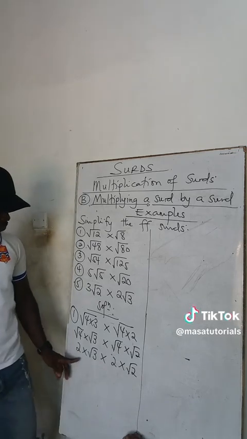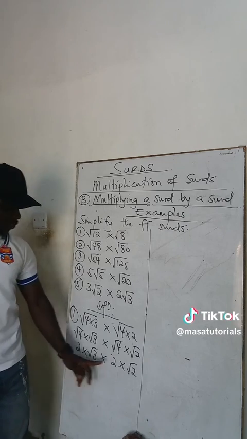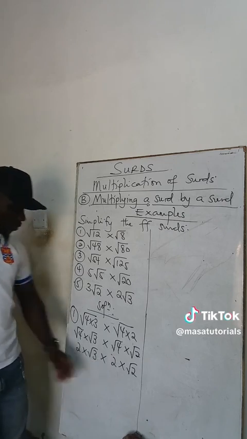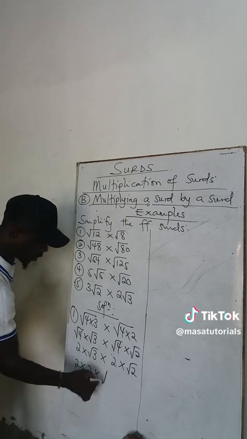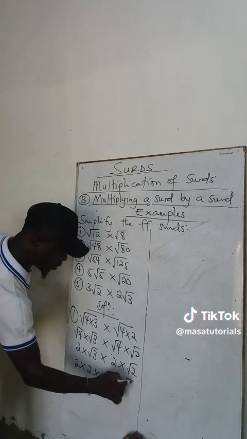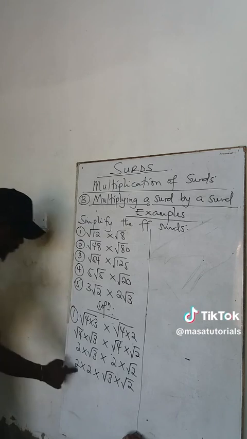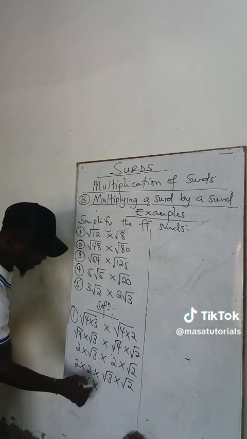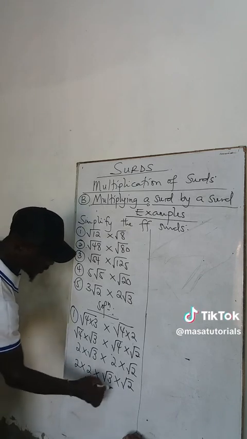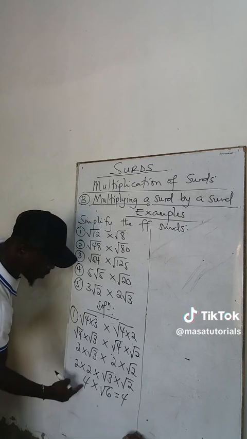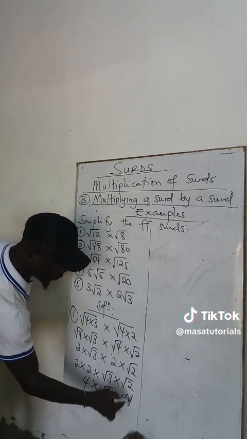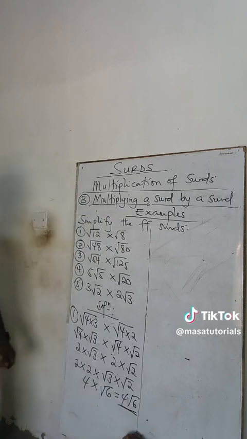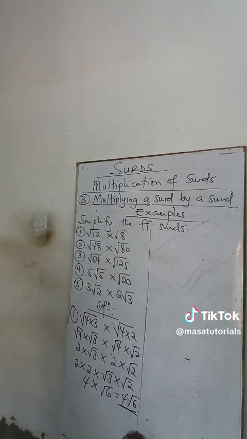Now, these 2 will multiply these 2 because they are not in the square root. So 2 times 2. Square root of 3 will multiply square root of 2 because they are in the square root. 2 times 2 we get 4, 3 times 2 we get 6, and the answer will be 4 multiplies 1. So we get 4 times 1, which is 4 square root of 6. That's that. Very simple.